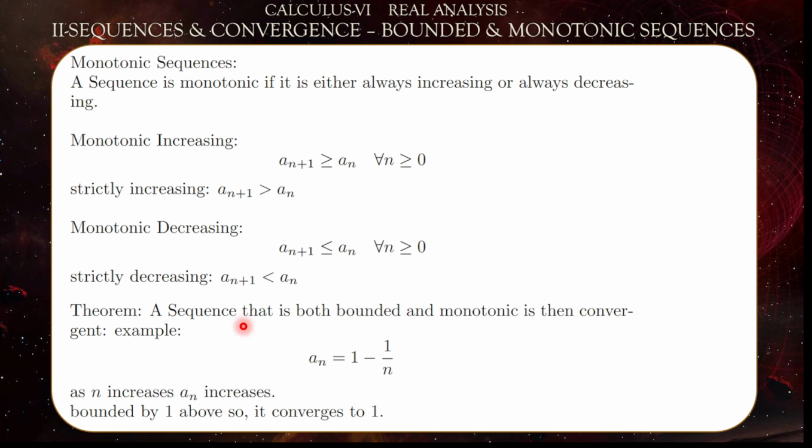Theorem: a sequence that is both bounded and monotonic is then convergent.